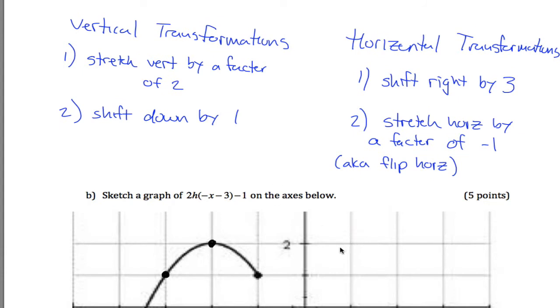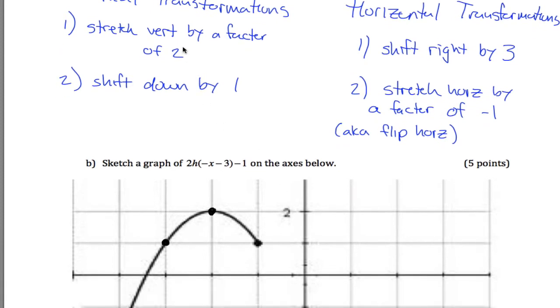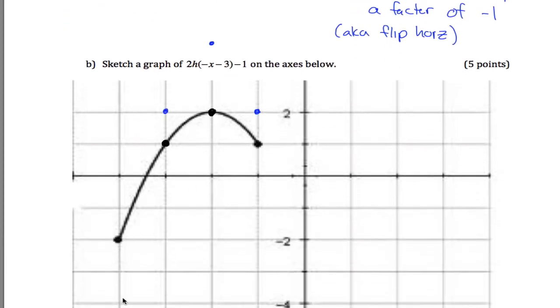This is going to get kind of ugly, but all right, I'm going to take care of the vertical ones first. Stretch vertically by a factor of 2. What that means is take all the old y values and multiply them by 2. So this y value used to be 1, now it's up here at 2. This one used to be 2, now it's up here at 4. This one used to be 1, now it's up here at 2. This one used to be -2. -2 times 2, it's down here at -4.